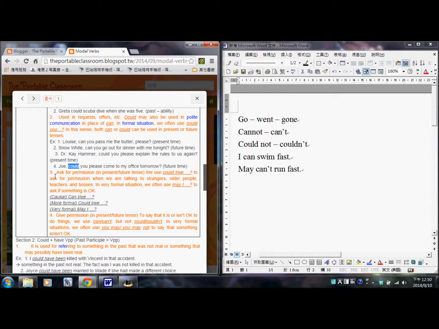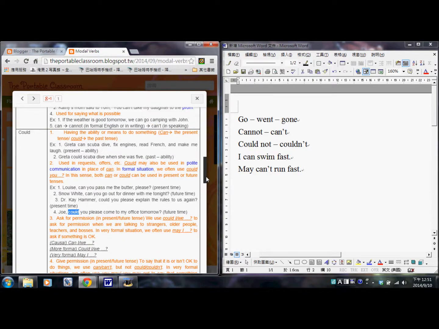Let's look at number 3. We can use could to ask for permission. In present or future tense, we can use could we to ask for permission when we are talking to a stranger, older people, teacher, bosses. In very formal situations, we often use may I to ask if something is okay. Kind of like the first one.